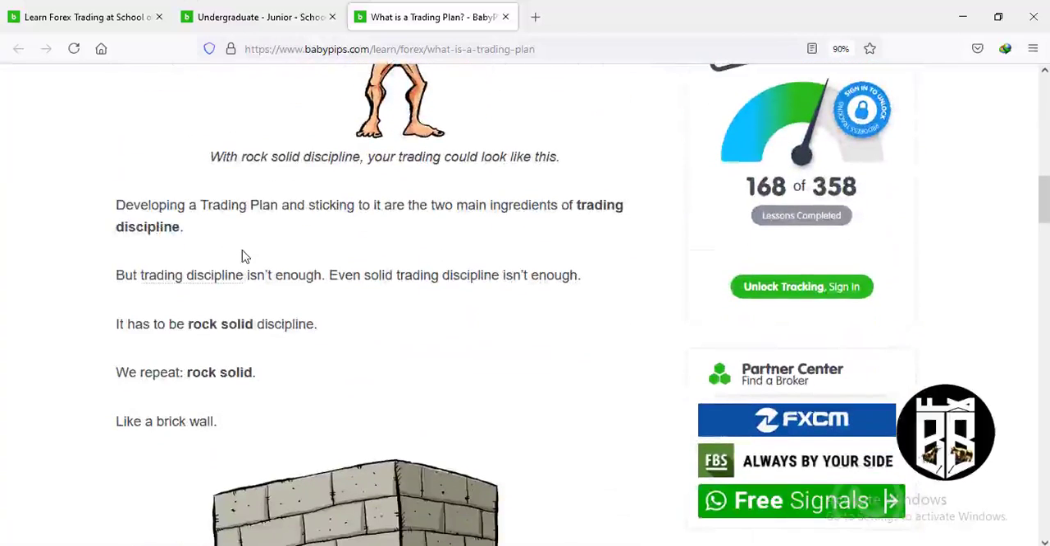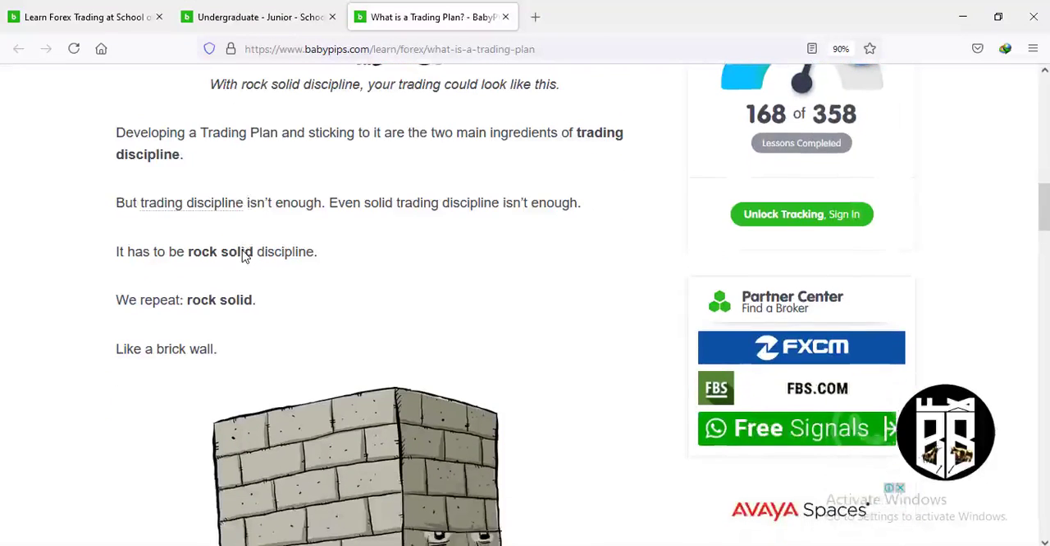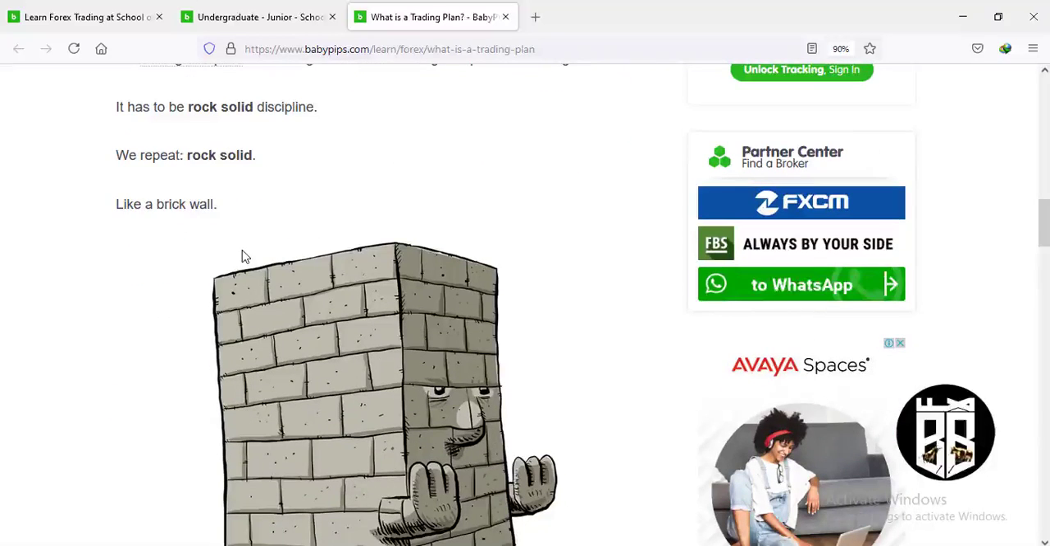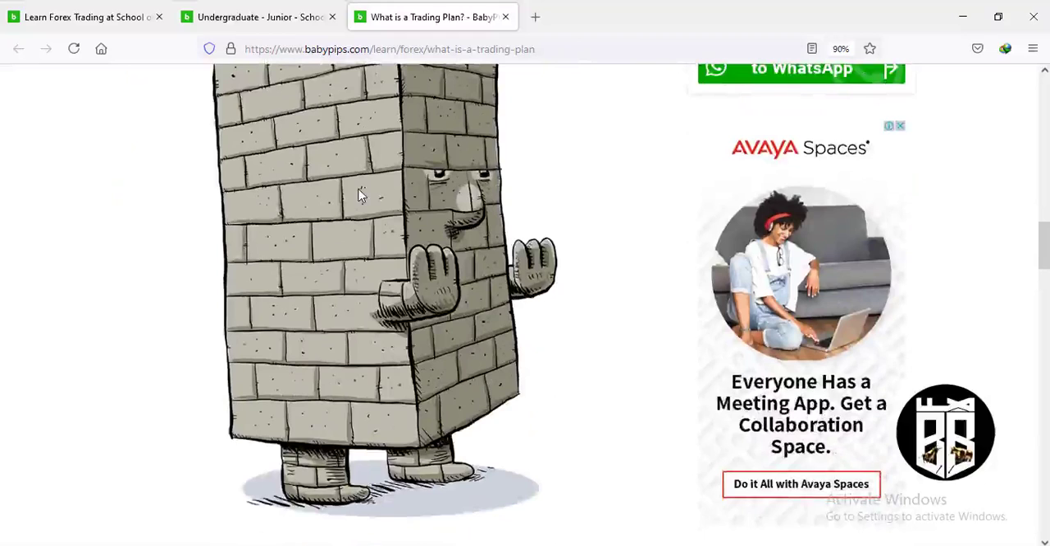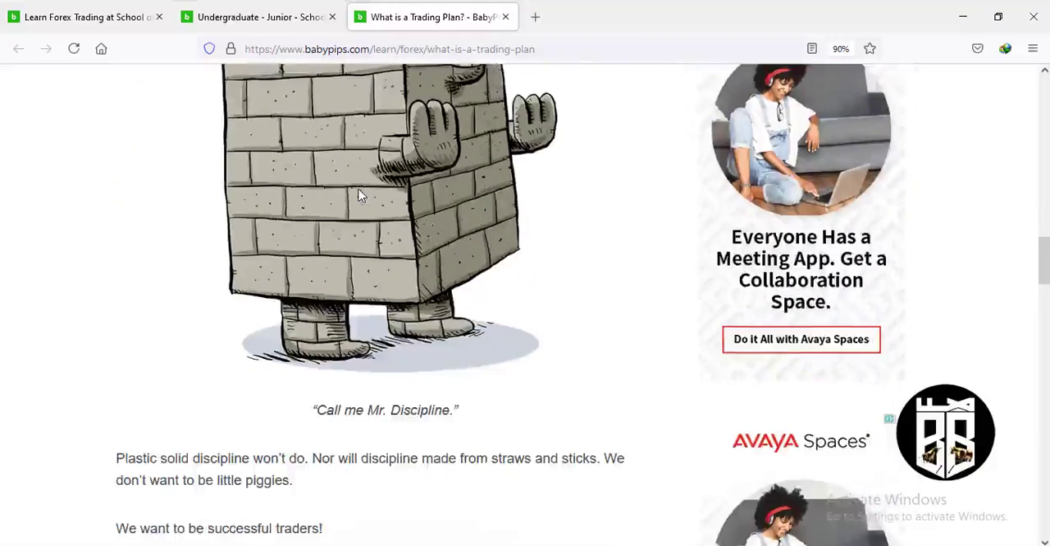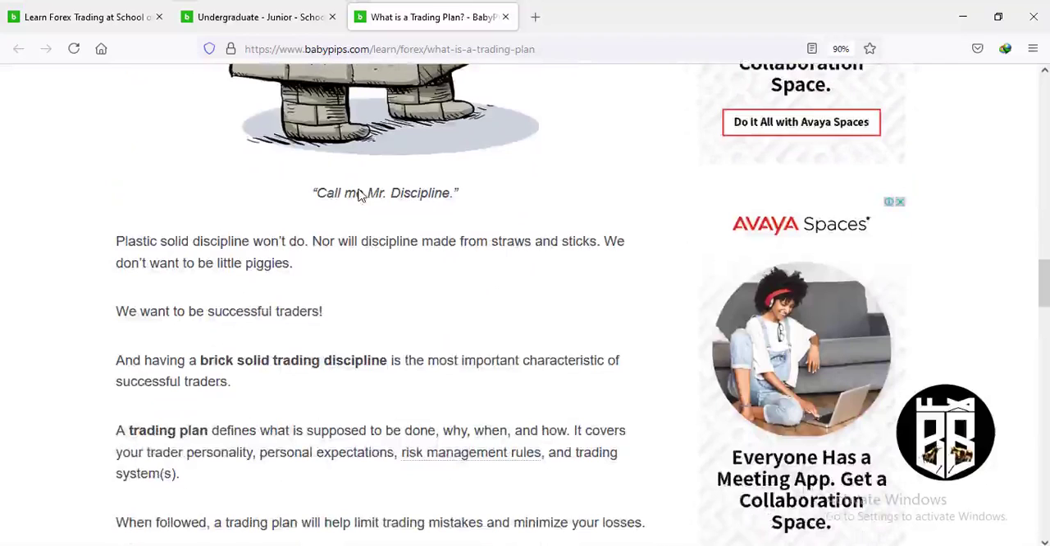Developing a trading plan and sticking to it are two main ingredients of trading discipline. Your trading plan has to be rock solid. It has to be rock solid discipline. In fact, look at this brick wall that is firmly standing. That is how your trading plan should be. It should be rock solid, and it should also include discipline. It has to be what you said it is going to be. If it doesn't, you're not doing anything, no matter how good it looks.